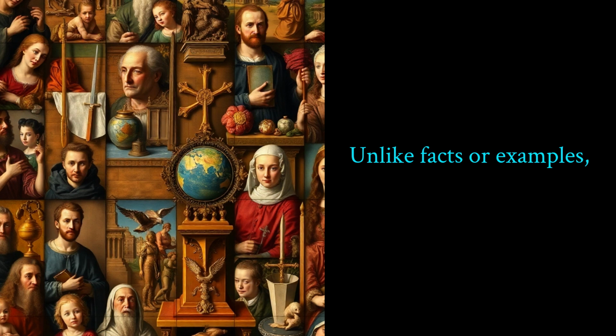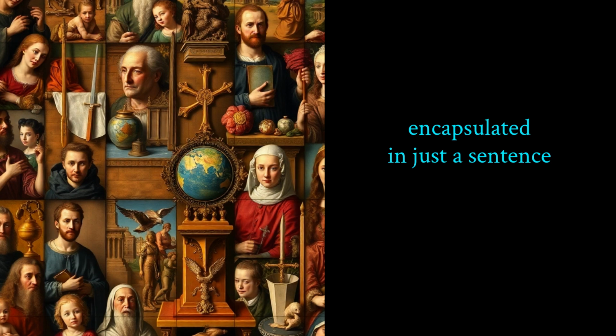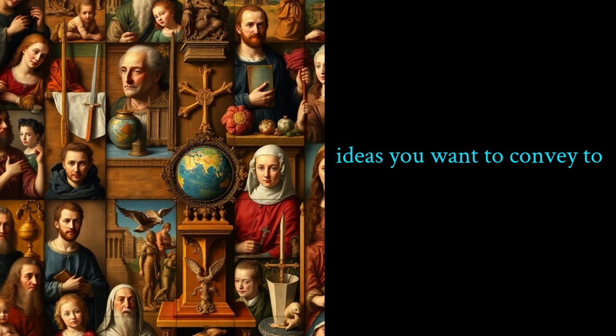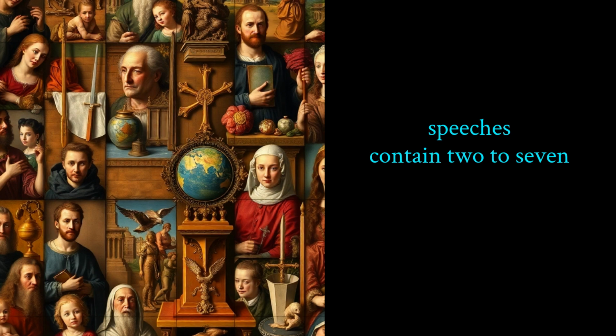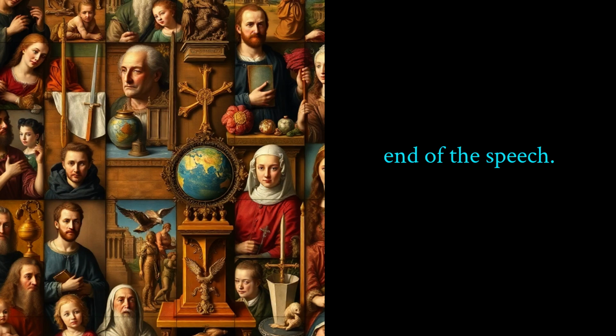Unlike facts or examples, main points are broad and can be encapsulated in just a sentence or two and represent the big ideas you want to convey to your audience. In general, speeches contain 2 to 7 main points (Bauer, 1990) that collectively lead to some understanding by the end of the speech. For informative speeches, main points might include historical details that advance a particular understanding of an event.